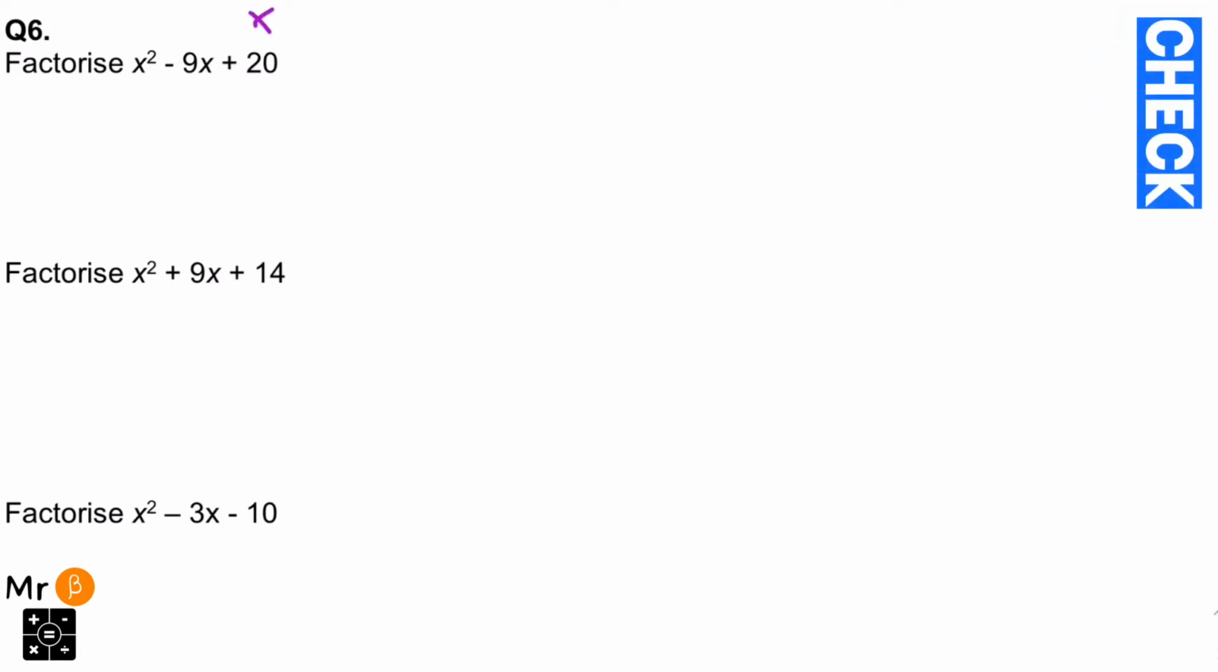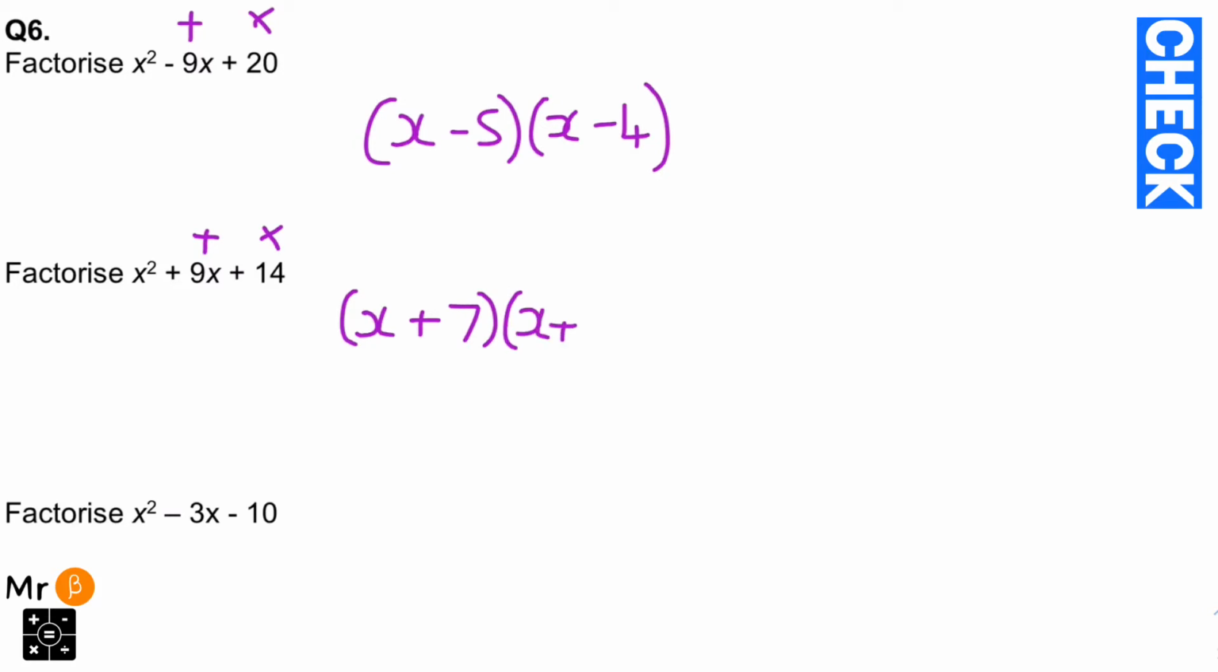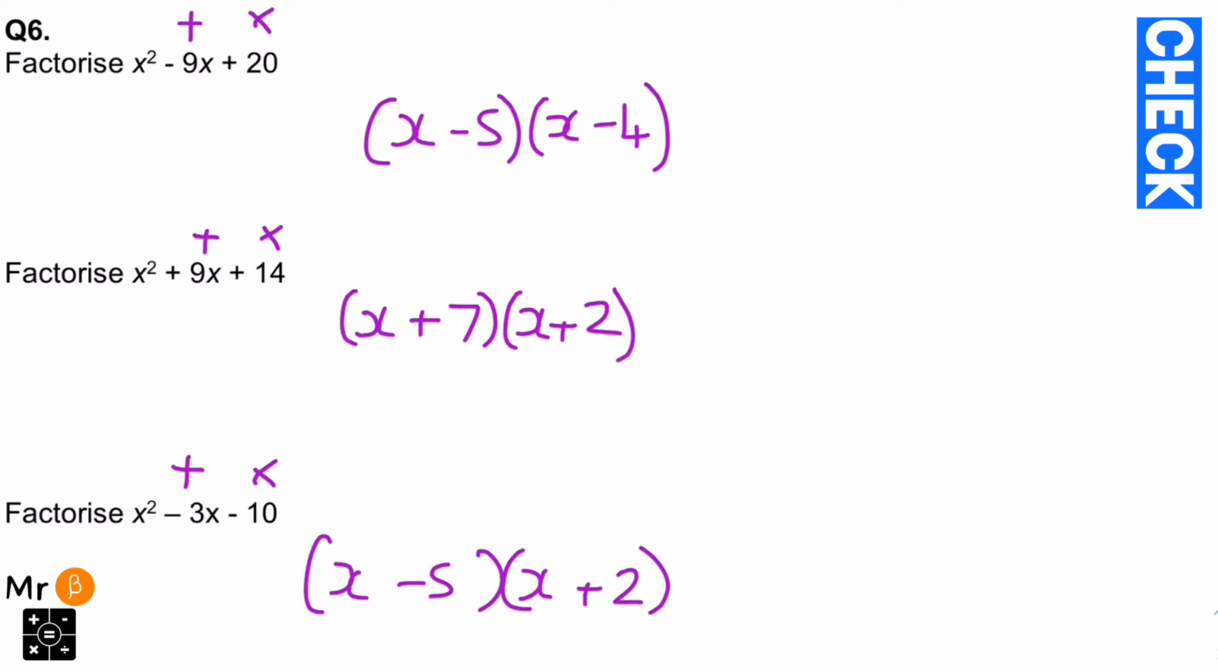So finally, we're timesing to make +20, adding together to give -9, and we would get the solution x minus 5, x minus 4. Our second question, we're timesing to get +14, adding together to give 9, so it must be x plus 7, x plus 2. And finally, we're timesing to get -10, and we're adding to get -3. So therefore, it must be x minus 5, x plus 2. They times together to get -10 and add to get -3.